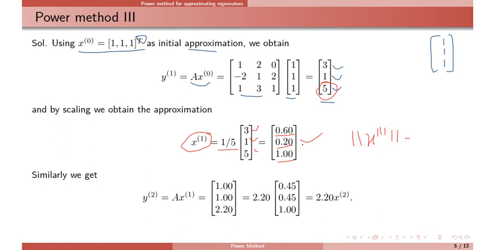Okay, so if a component exceeds 1 and you repeatedly apply A, you may not get convergence. So to get convergence, you need to take a new approximation with the norm of eigenvector 1. So now repeat the procedure.